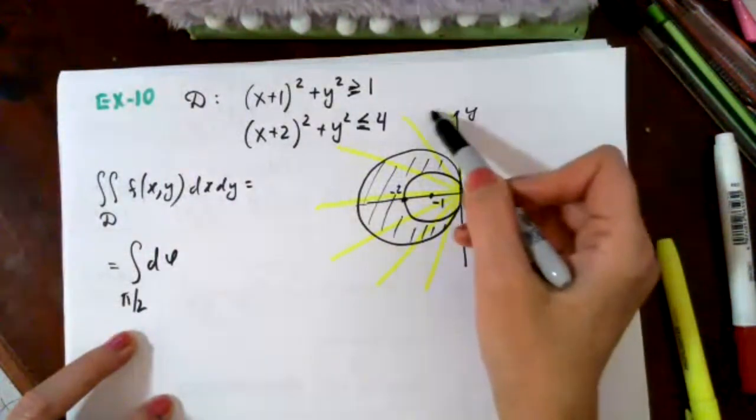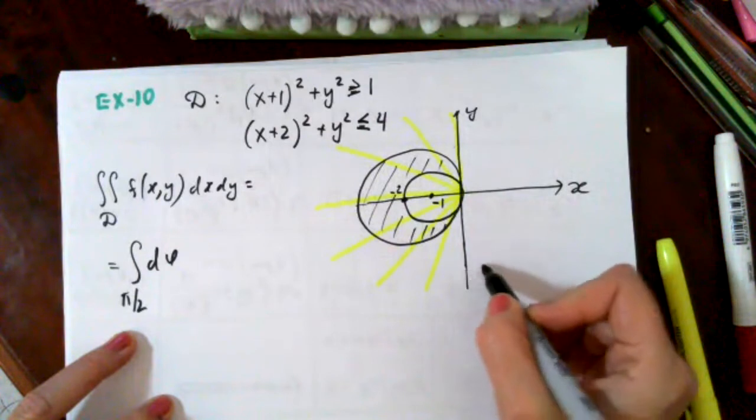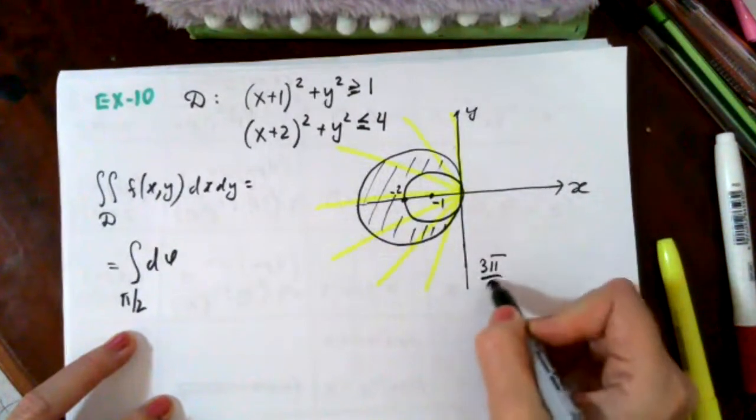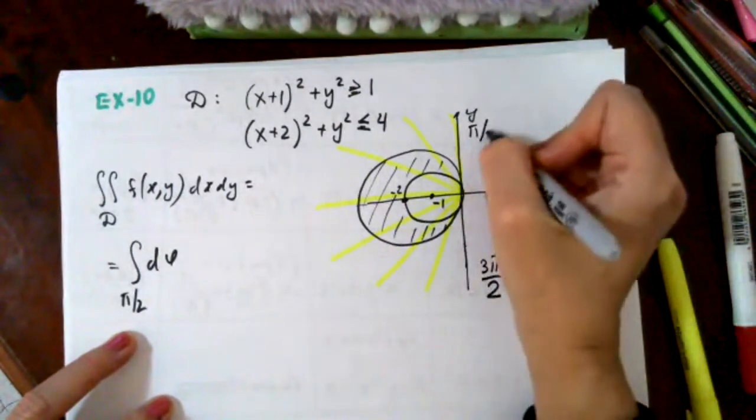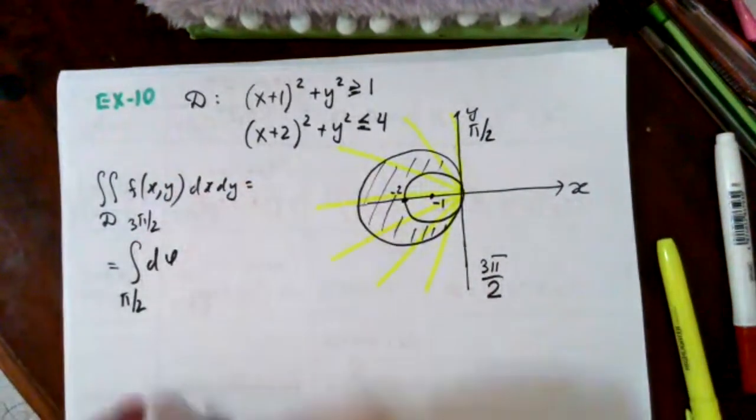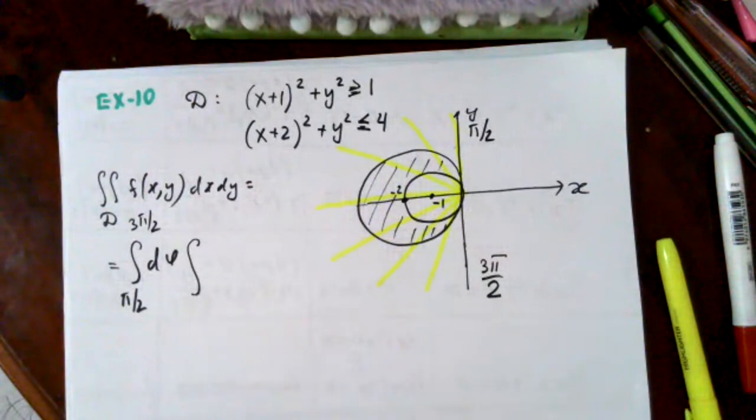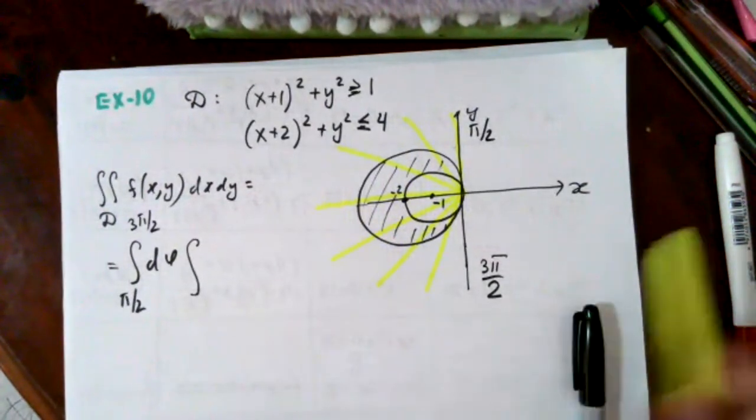And you travel this way, sweeping, and you end up in this position, which corresponds to angle 3 pi over 2. So from pi over 2 to 3 pi over 2. So we are done with the angle. What about the closer boundary and the farthest boundary?